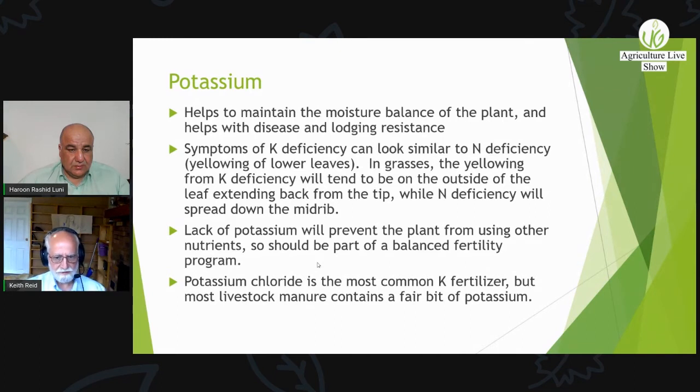And if you're going to get potassium fertilizer, potassium chloride, also known as muriate of potash, is the most common fertilizer. But livestock manure is also a good source of potassium.